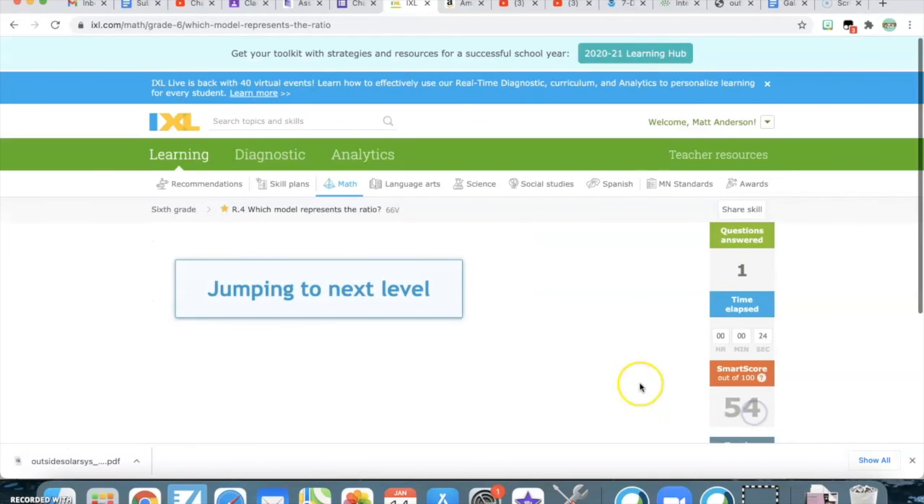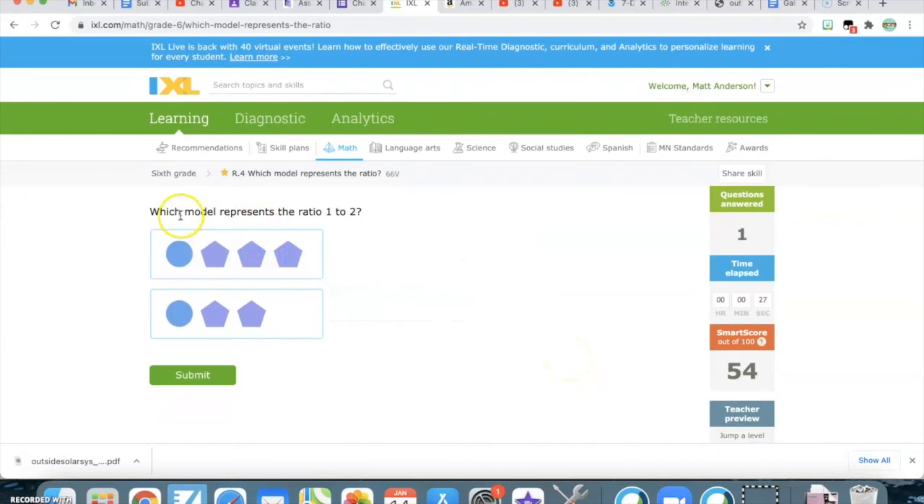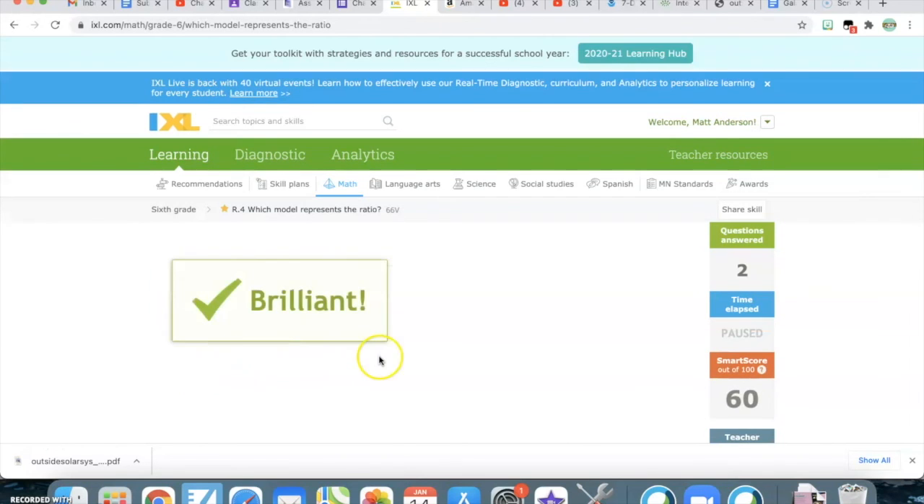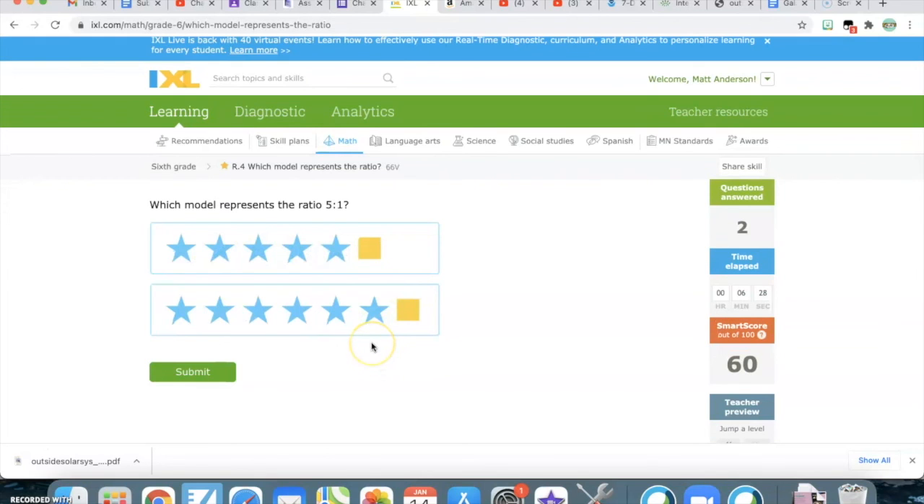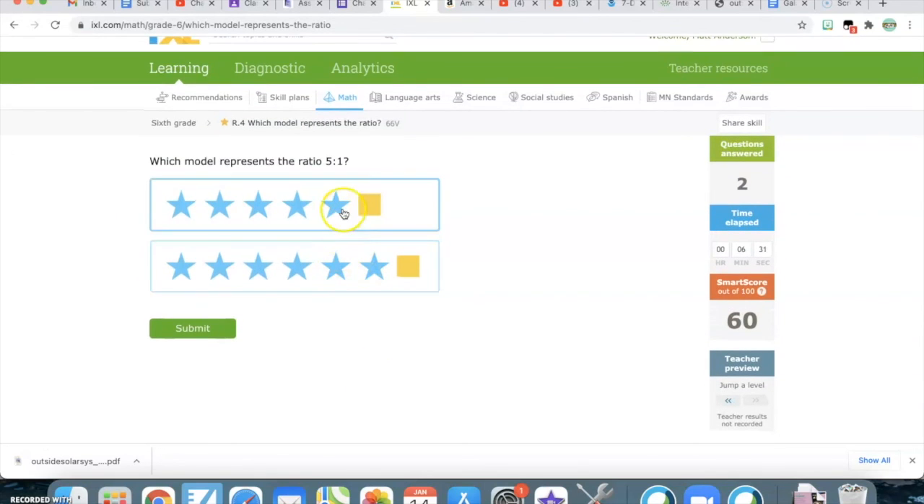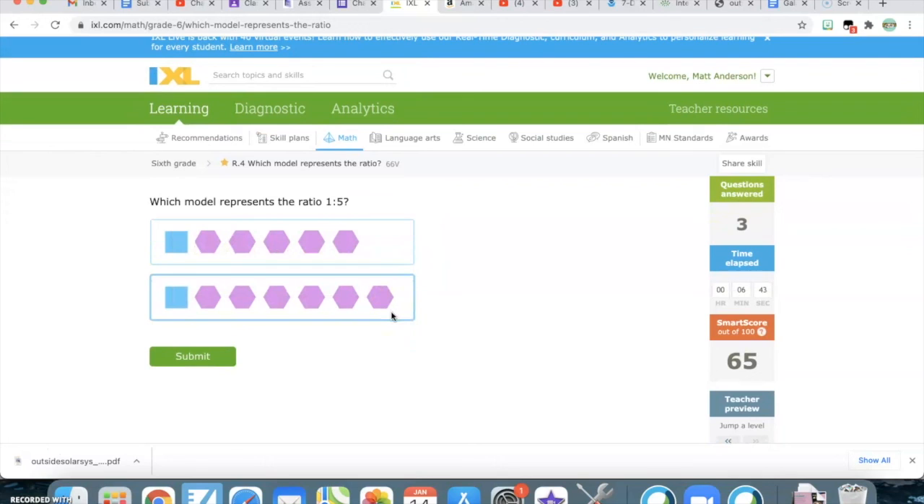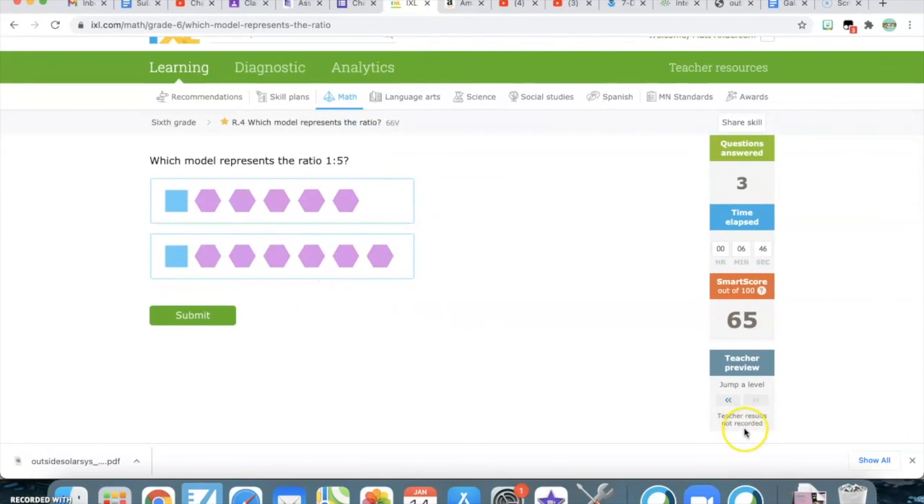Okay, and they'll have a bunch of those, and then they'll just say like this, which model represents the ratio of 1 to 2? So this ratio right here is 1 to 3, one circle to 3 pentagons, and this one is 1 circle to 2 pentagons, so it's this one. Oh, brilliant. Thank you. Okay, can you tell which one is 5 to 1 here? All it takes is a little bit of counting, doesn't it? 1, 2, 3, 4, 5 to 1. Yeah. Think of all the hard stuff you were doing this past week, and now all you have to do is count. Pretty sweet, huh?